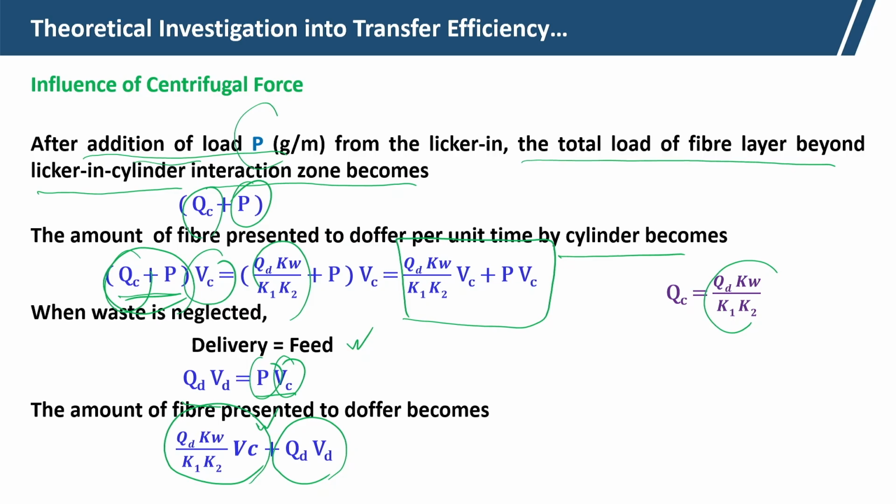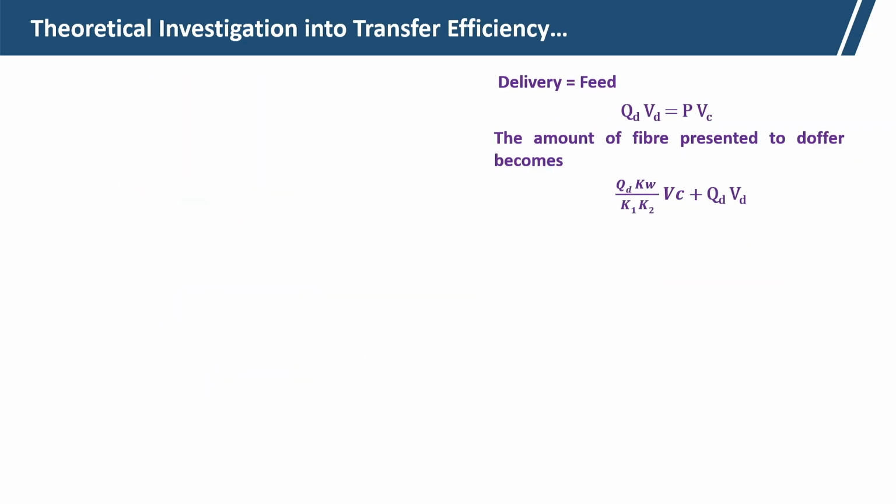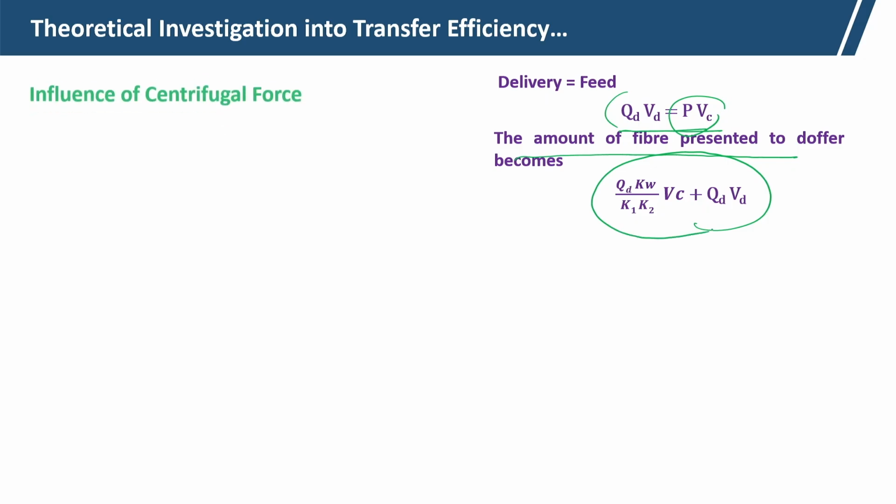QD VD, this is on the doffer. So, the amount of fiber presented to the doffer. So, doffer it was there, and then additional we are adding here. So, delivery equal to feed here, this is the feed and this is delivery, the amount of fiber presented to the doffer, this is the total amount of fiber we are presenting to the doffer.